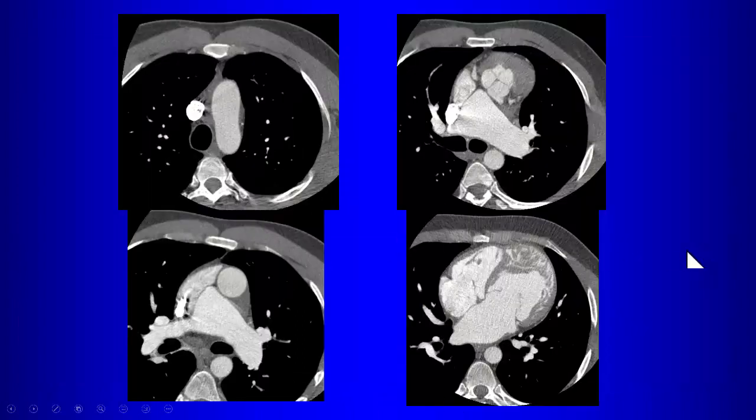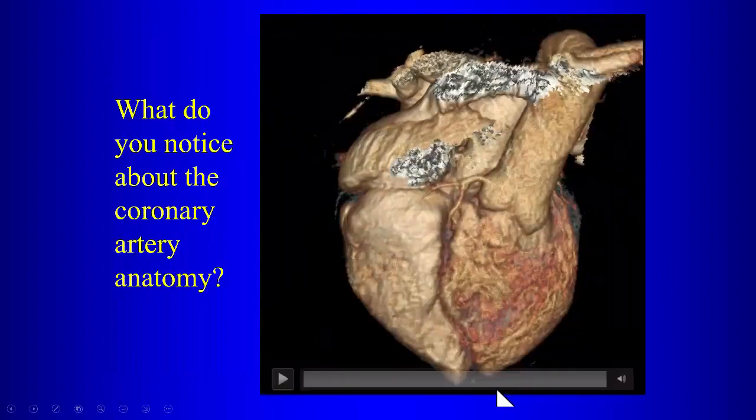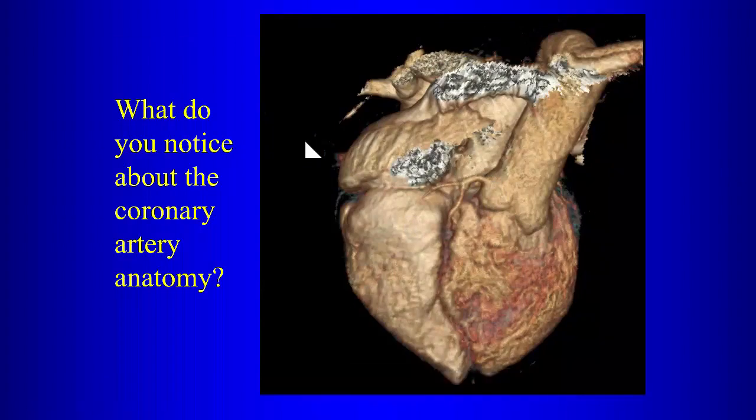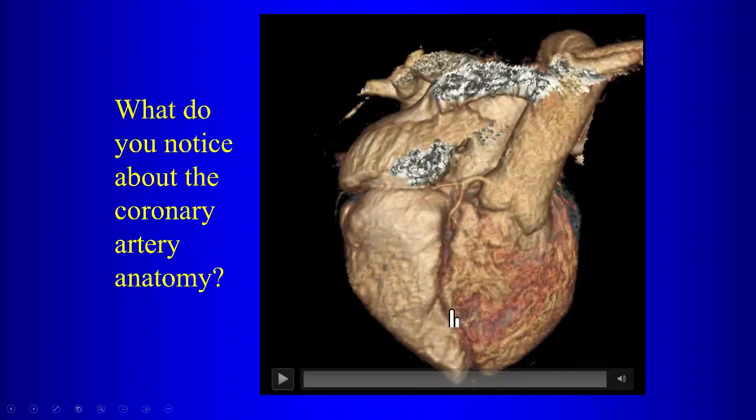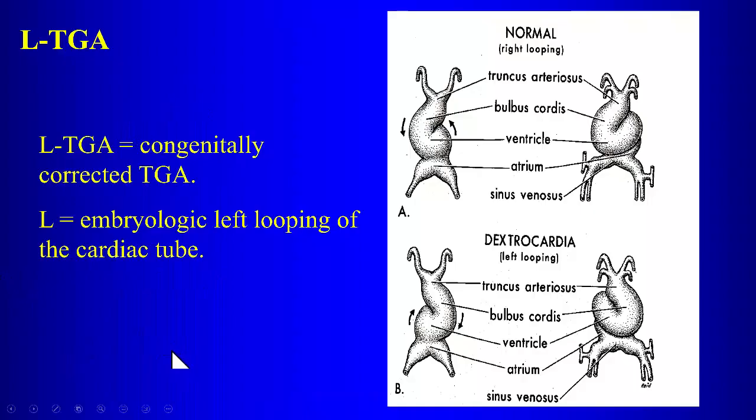So this is congenitally corrected transposition. Atrioventricular discordance with ventricular arterial discordance. The aorta is anterior here to the pulmonary artery, anterior to the left in cases of L-transposition. Also notice that the coronary artery anatomy is kind of reversed in these cases. So you have the anterior descending artery here coming off the right coronary artery. So the coronary anatomy is reversed with L-transposition.